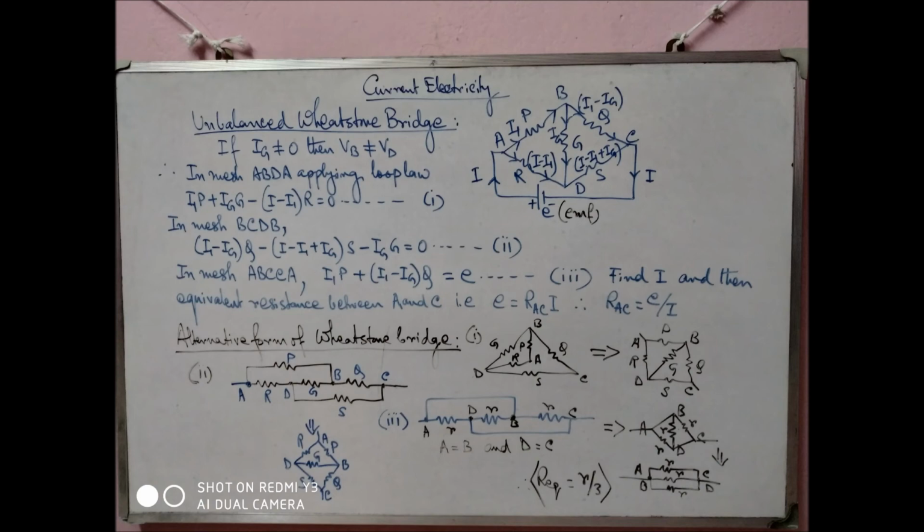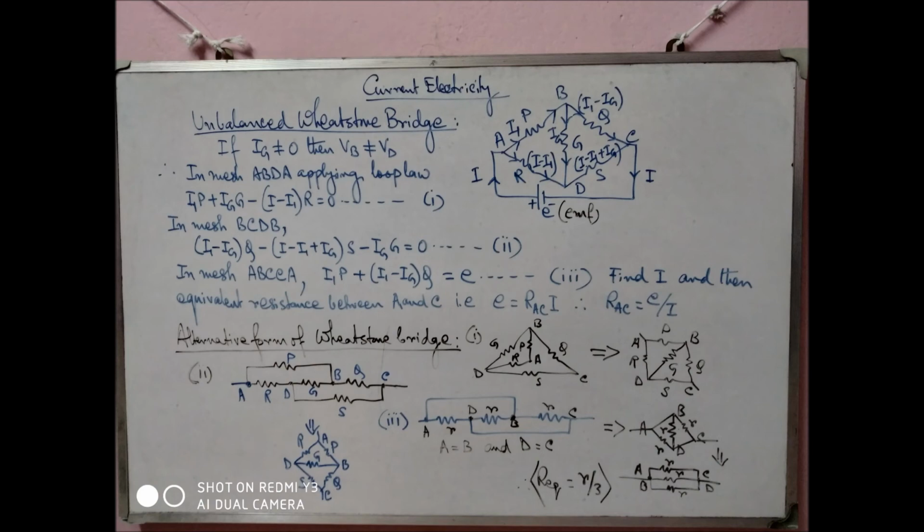For a balanced bridge it is very easy, because if it is balanced, then we don't take the G, since P by Q equals R by S and no current flows through the G. As no current is flowing through the G, we will not consider it. It is the rule: if current is not flowing through any resistance in the circuit, that resistance should not be considered. Then it is very easy for the balanced case: P and Q in series, R and S in series, and the entire combination is in parallel.